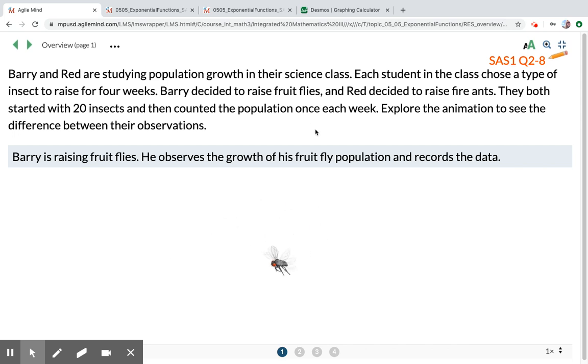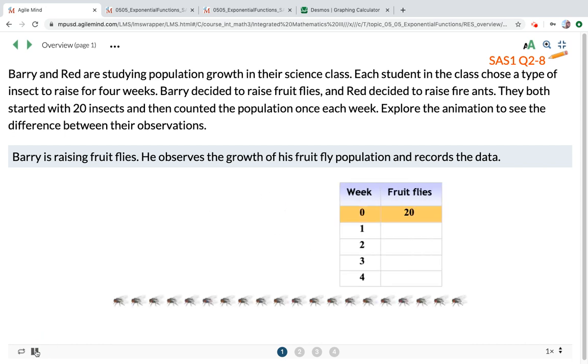Question 2. We're going to answer questions 2 and 3 and a few others as we go here. So they both started with 20 insects, which would help you out with question 2. And then they counted the population once each week. So I'm going to run this animation, and you're going to take notes on your table on number 3, and we're going to see what happens here with our lovely little guys.